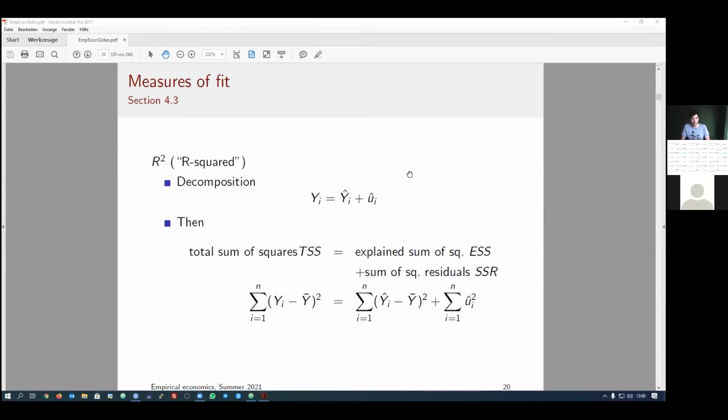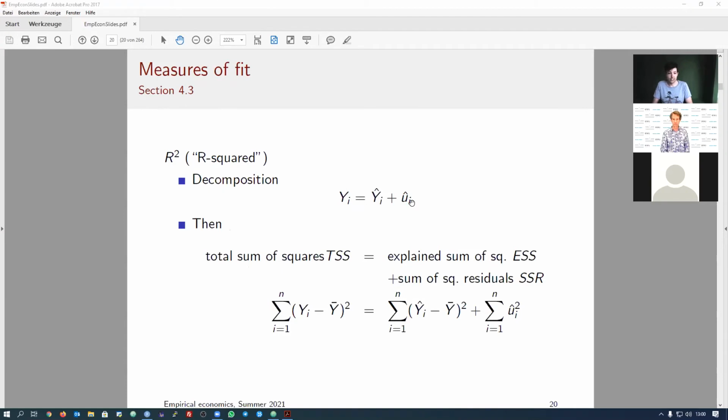So let's start with our R squared. What we can see here is a decomposition of our observed value y_i into the predicted value and our residual. Well, it's not really a decomposition, because it's just a rewriting of the definition of our residual as the observed value minus the predicted value. So we rewrite that, and we can see that we have one part of our observed value that we would predict, that is y_i hat here, and another part of our observed value that we do not explain, so our residual.